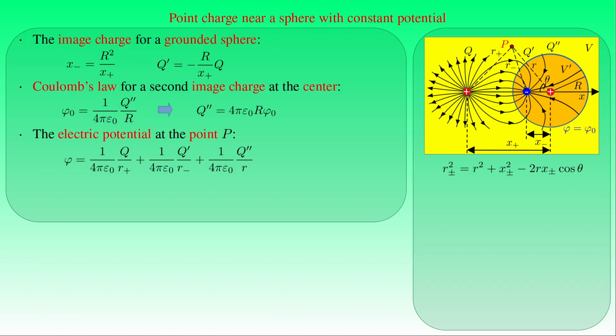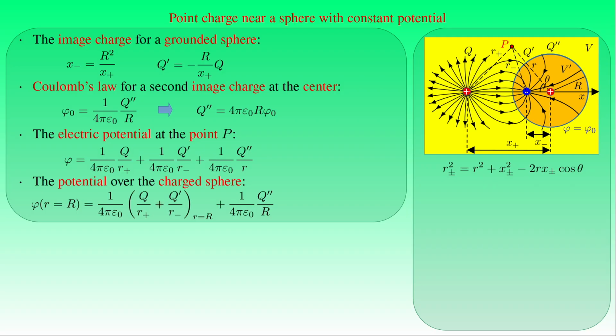The square of the distance R sub plus or minus is equal to the square of the distance R, plus x sub plus or minus squared, minus 2 times R times x sub plus or minus times cosine theta. Since the first two terms of the potential vanish over the sphere for the expressions for x sub minus and q prime shown here, the potential over the sphere is equal to phi naught, as expected.